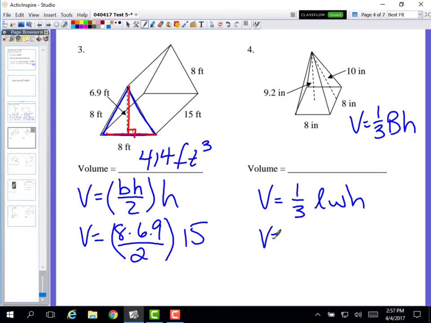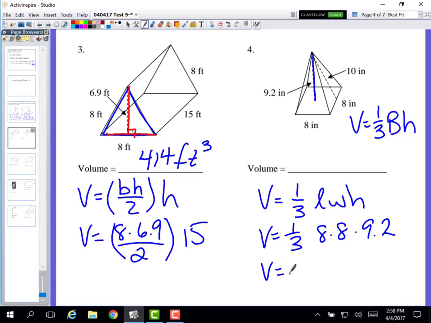Okay, so volume is equal to 1/3, 8 times 8 times, and this time the height that we want is the one that goes from the center all the way to the highest point. Okay, this other height is just extra information. It is called a slant height, and we need it for when we're doing surface area. So we need the height of 9.2.